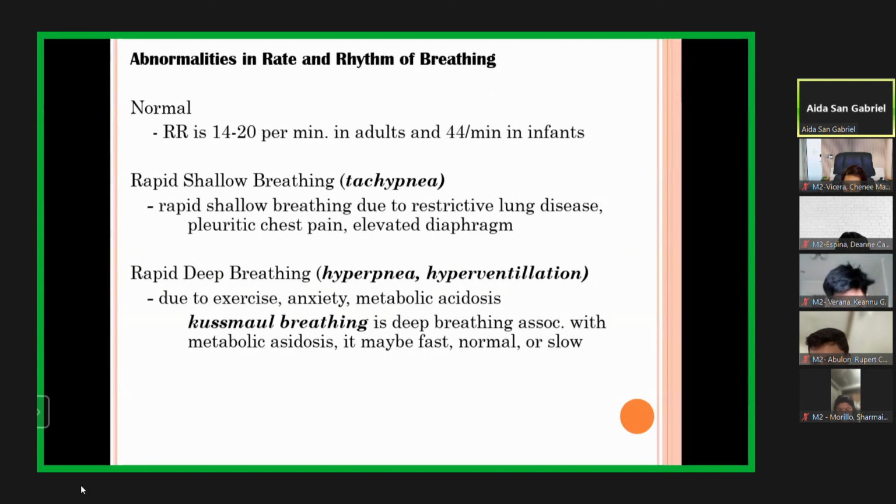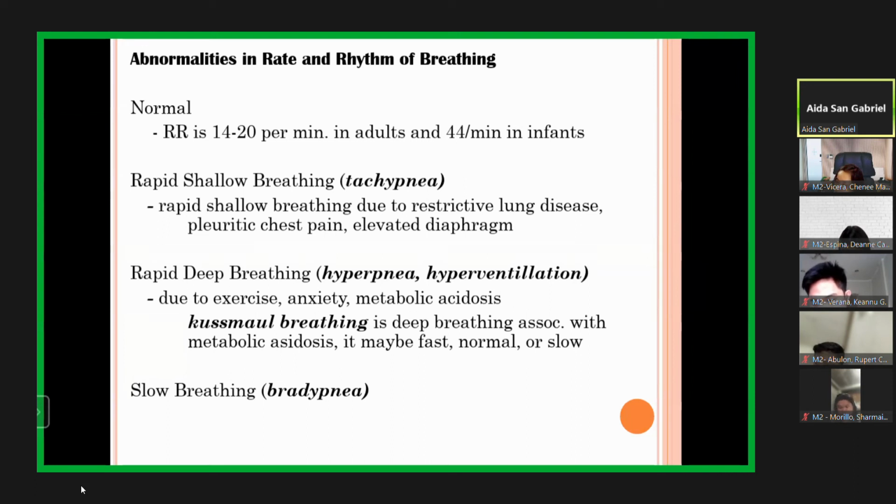Abnormal auscultatory findings or abnormal breath sounds. Normally the respiratory rate is 14 to 20 per minute in adults and 44 per minute in infants.